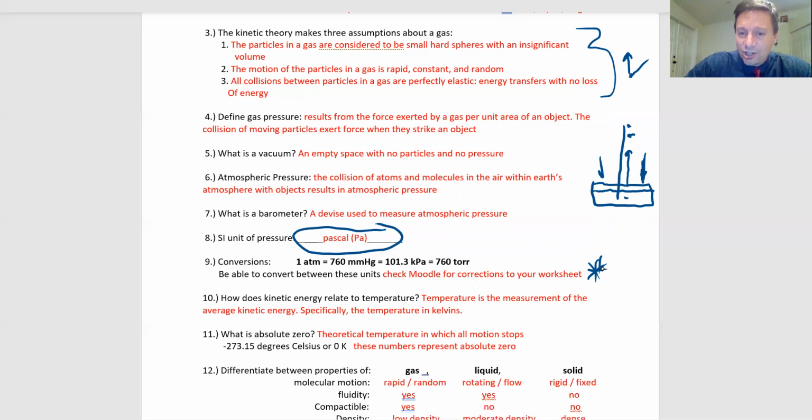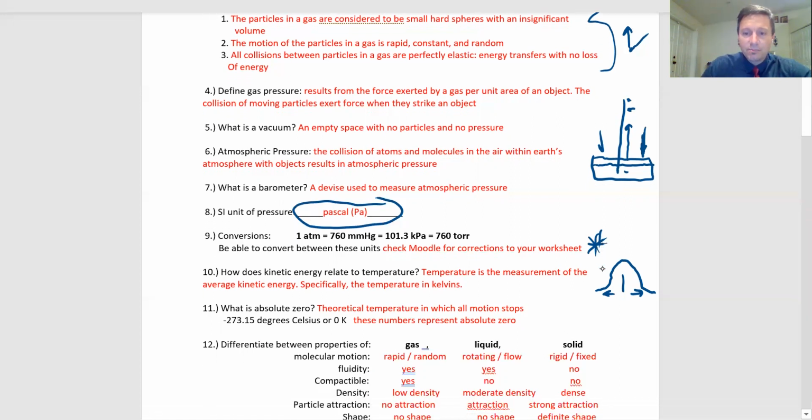And an average is, and we talked about this previously, a bell-shaped curve. So if your average is right here, you have some particles lower and some particles higher. So please keep that in mind. Temperature is the average kinetic energy. Number 11, let me slide this sheet up just a little bit more.